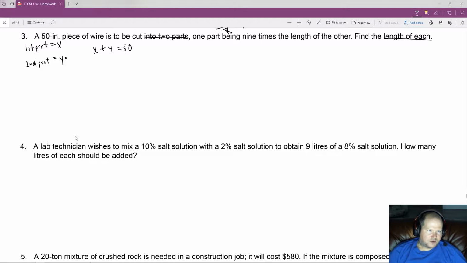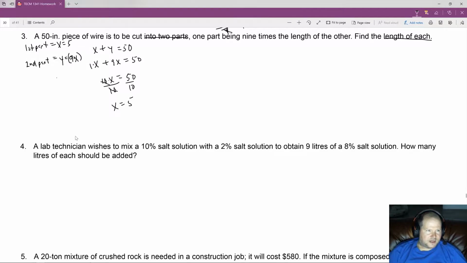Now, we do know that one part is 9 times the length of the other. So let's say we went over to Y and we say, well, this is actually 9 times the length of the other, or 9 times X. Okay, well, we can just plug that in here. We say X plus, but instead of Y, I can instead write 9X. Okay, so 1X plus 9X is 10X, and 10X is equal to 50. How do we undo the multiplication of X by 10? Well, we divide by 10, and whatever we do to one side, we do to the other, giving me X is equal to 5.